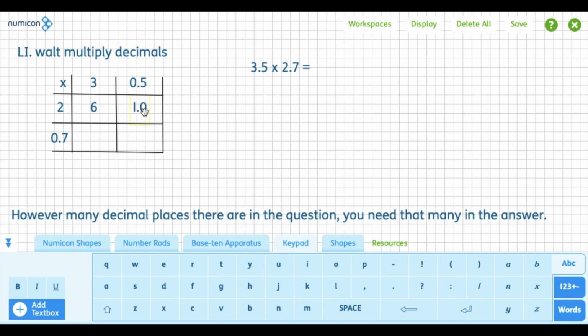Now, I don't need to keep the 0.0 once I've sorted out my question, so I'm just going to delete that. So it's just a 1, okay? Then 3 times 0.7, or 3 times 7/10, is going to be 21/10. So if I wrote 21, I've got 21/10, but 21/10 is actually 2.1. And as we know, I have 1 decimal place in my question here, so I should have 1 decimal place in my answer, which I do.